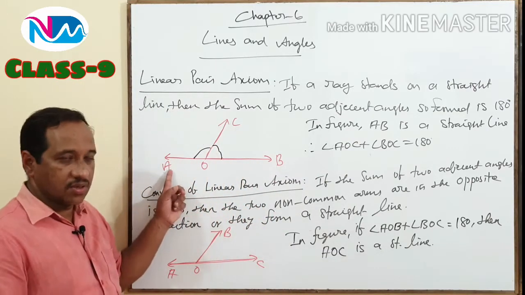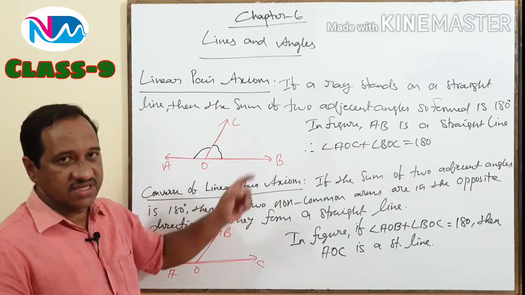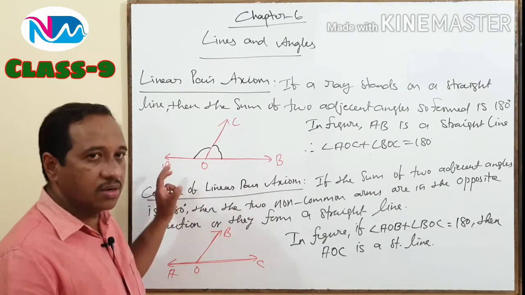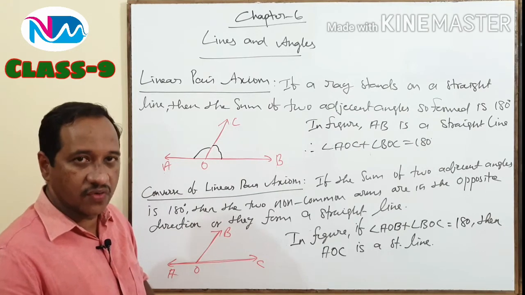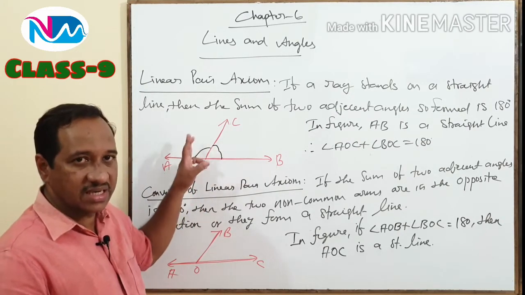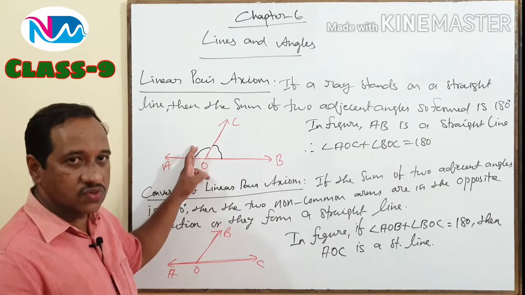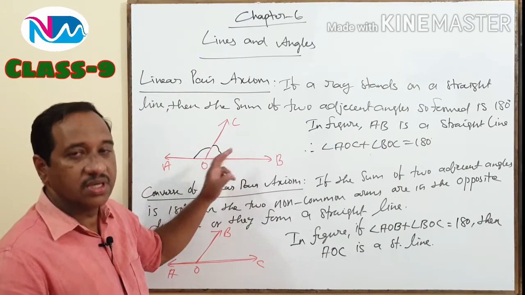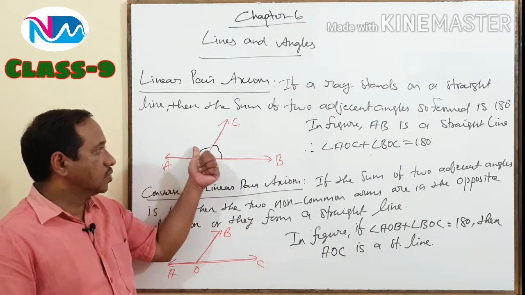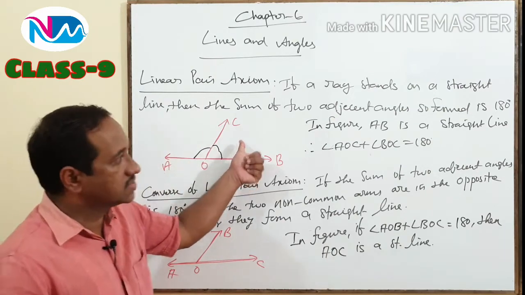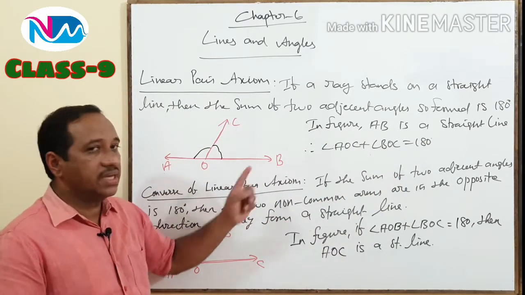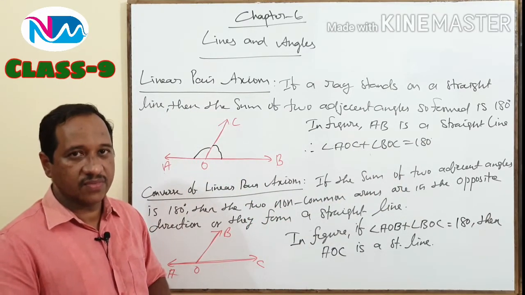Here, in the figure, we have AOB, which is a straight line. OC is a ray which is standing on line AB. Therefore, by linear pair axiom, the sum of the two adjacent angles, that is angle AOC plus angle BOC, is equal to 180. Here, angle AOC plus angle BOC is equal to 180 because AOB is a straight line.